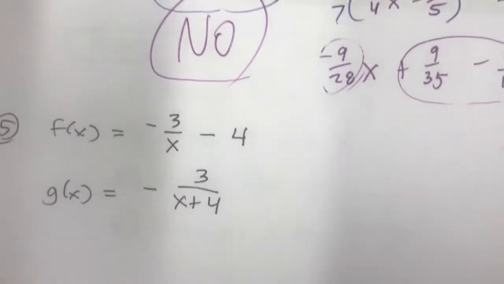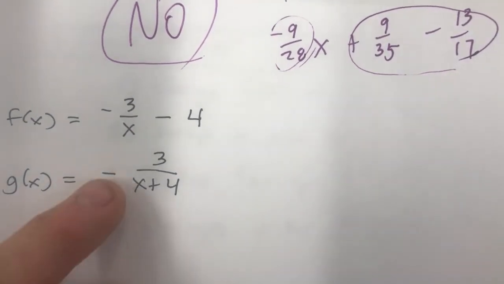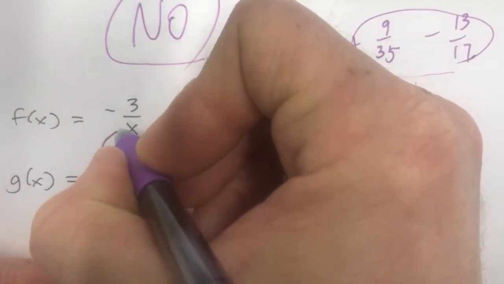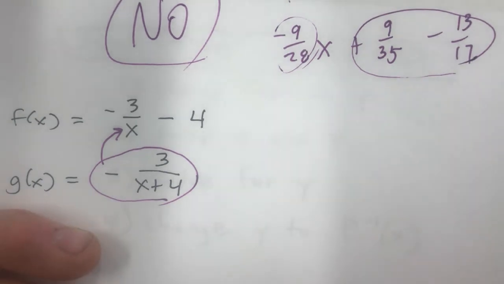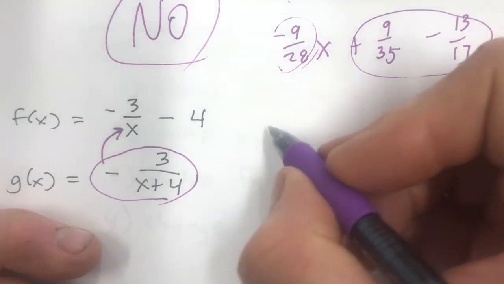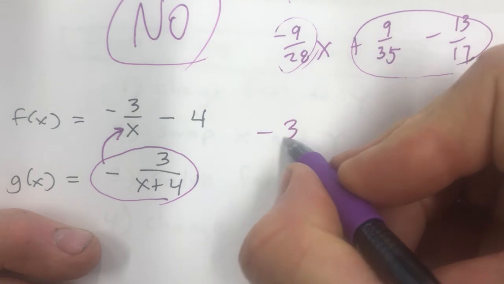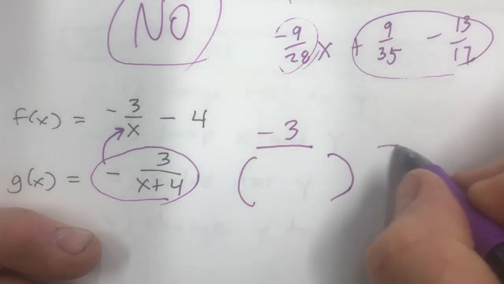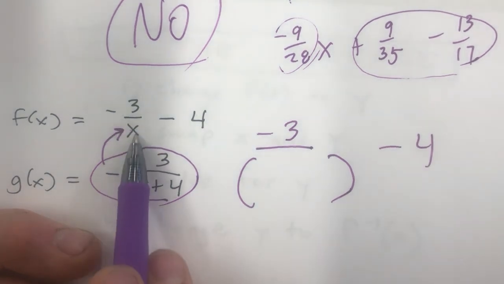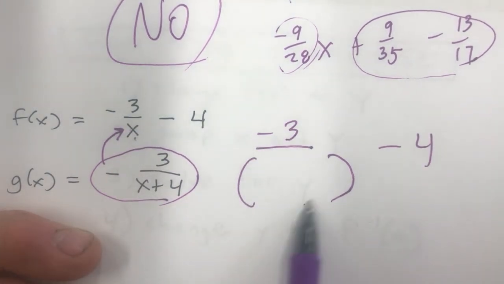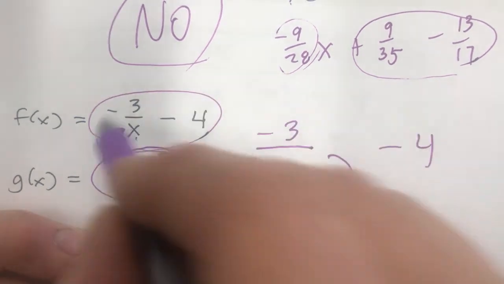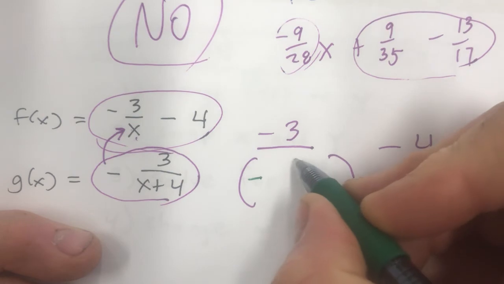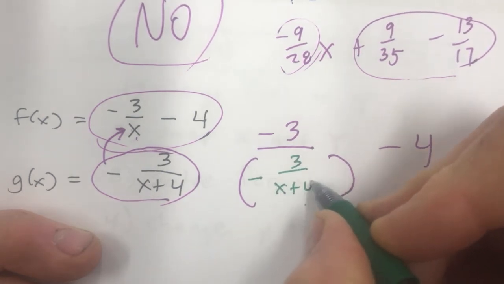Go to number 5. What about this one? Are these inverses? So here's my g. I'm going to put that in for x in the f function. Okay. So it's going to look like this. Negative 3 over, all right, then I'm going to have all this thing down here, and then minus 4. So I got negative 3 over x minus 4. See, here's this right here. And then right there, in place of the x, I'm going to put this negative 3 over x plus 4.